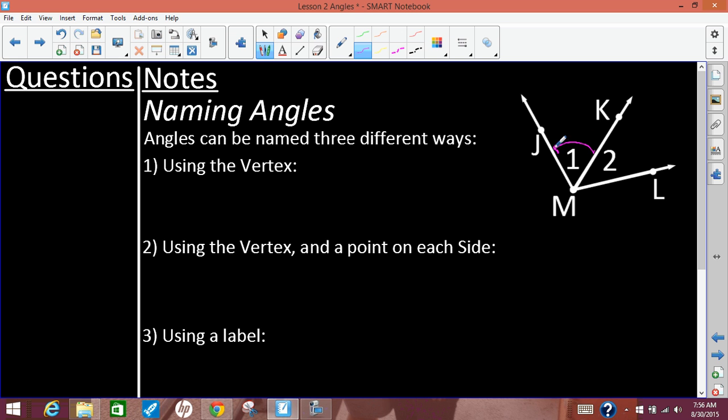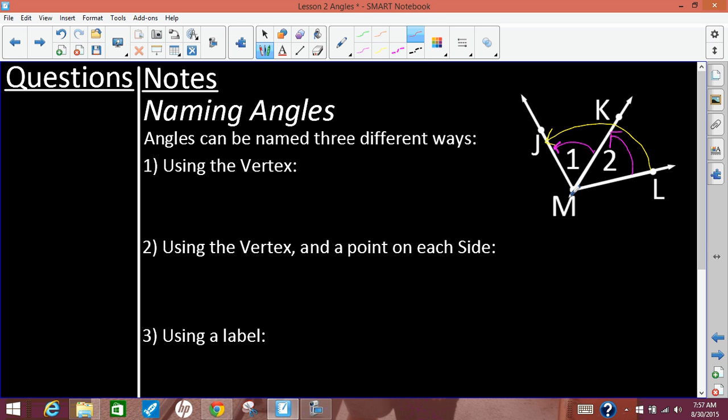So we have this little angle formed by ray MK and ray MJ. We have this little angle, and notice I'm showing that it's an angle by doing an arc with an arrow. That's just me indicating that's the angle I'm talking about. That's formed by ray ML and ray MK. And then we actually have this whole big angle formed by ML and MJ. So we have three ways to name angles.